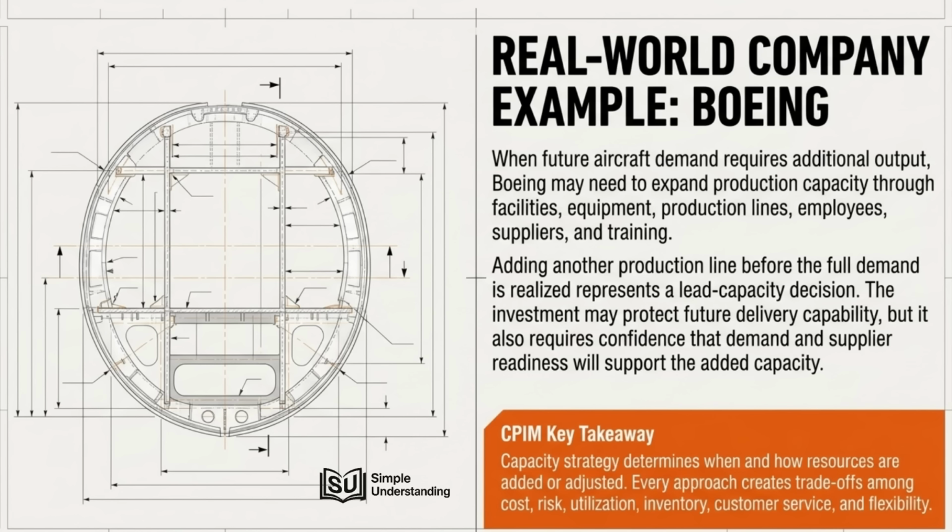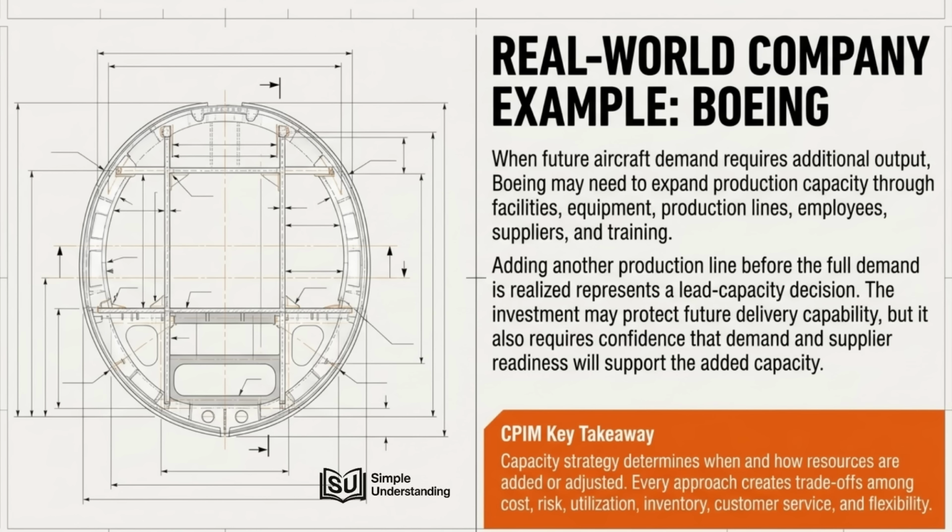CPIM key takeaway. Capacity strategy determines when and how resources are added or adjusted. Every approach creates trade-offs among cost, risk, utilization, inventory, customer service, and flexibility. Topic 5. Operational trade-offs and resource decisions.